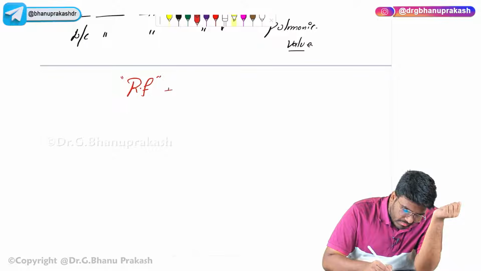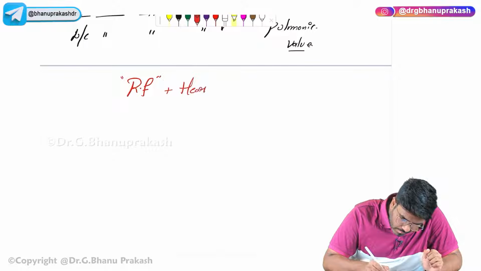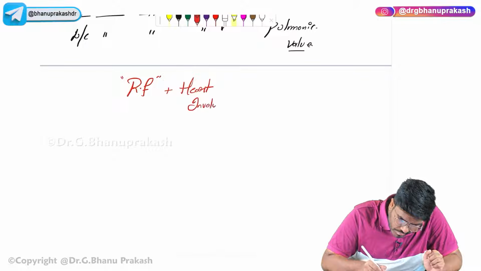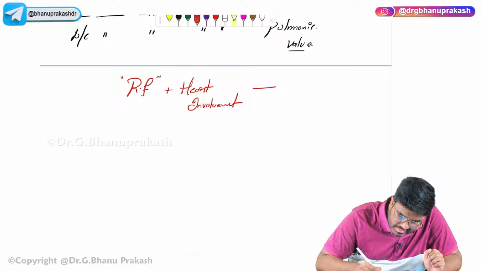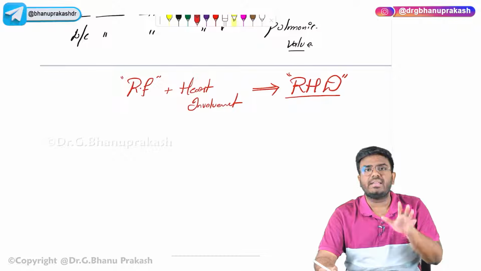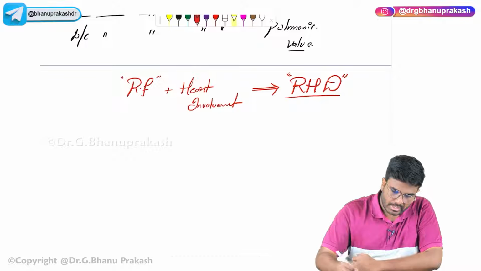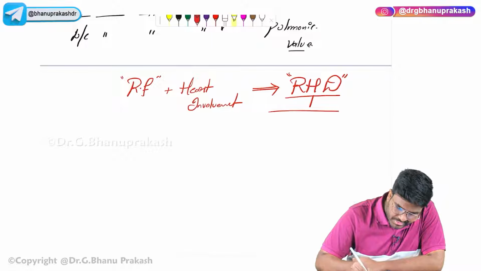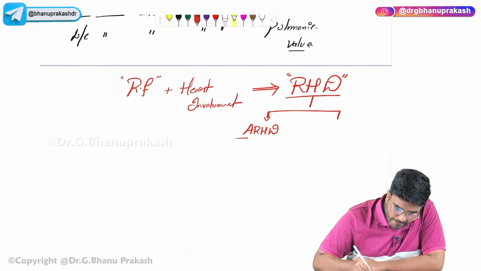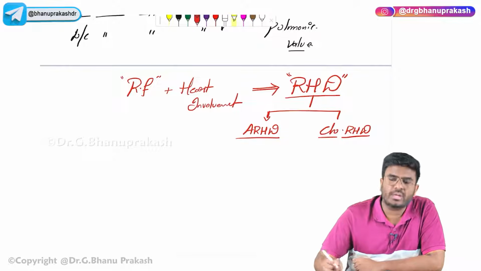Now, in this rheumatic fever, if the heart is also involved, then it should be called rheumatic heart disease. If the heart is being affected, it is called rheumatic heart disease. If the heart is not affected, then it is called simple rheumatic fever. Now, this rheumatic heart disease is of two types: acute rheumatic heart disease and chronic rheumatic heart disease.